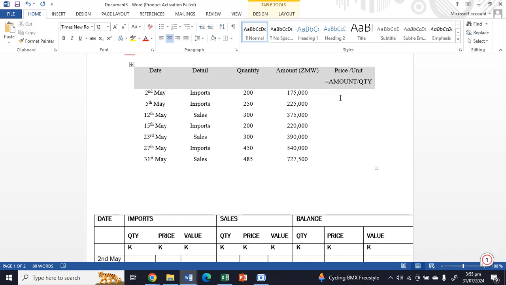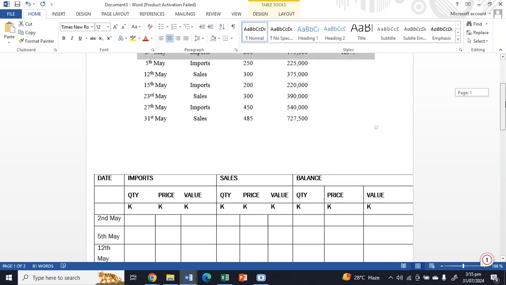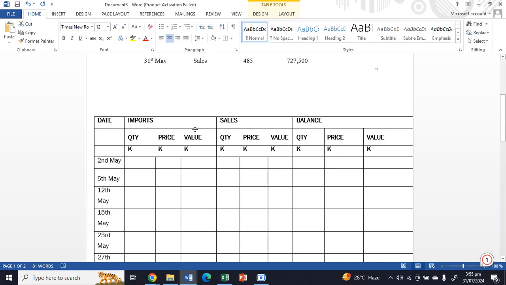175,000 divided by 200. That's 875 kwacha per unit. All right. So we'll put this information in our stores ledger. Imports is the same as purchases. Usually in this type of questions, it's purchases, but imports is also the same thing. So in the stores ledger, you have three main sections for the imports, the sales, and the balance. Then you also have your dates here.